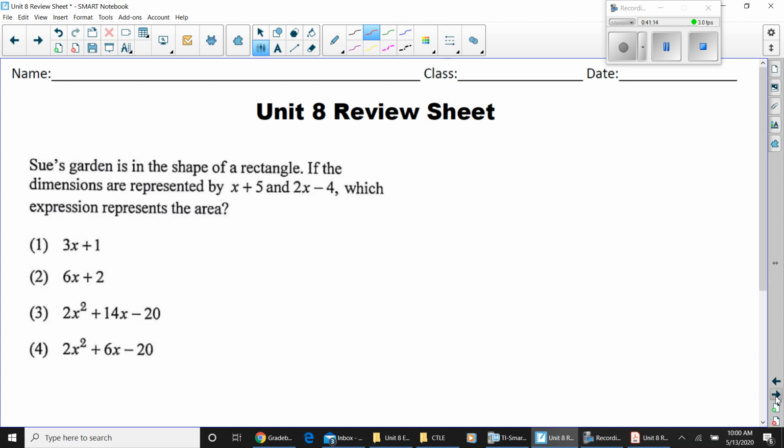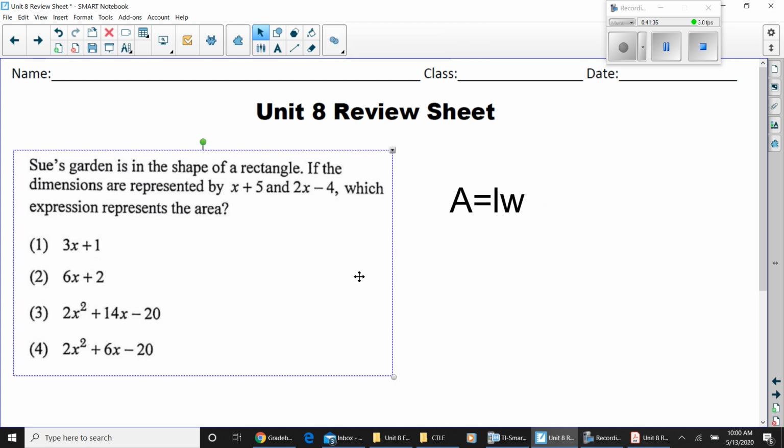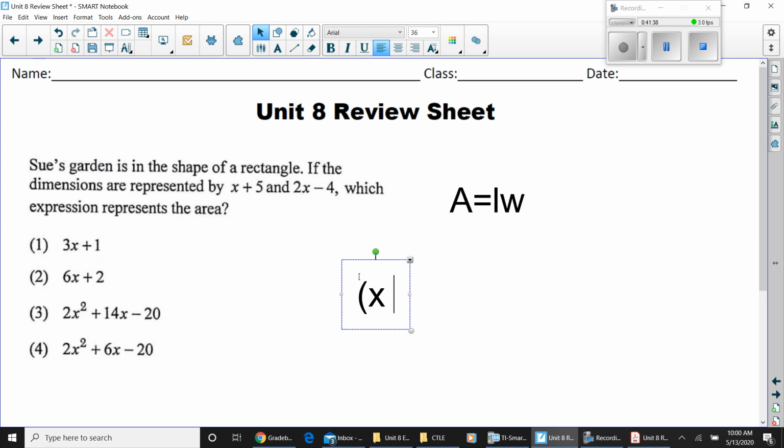Sue's garden is in the shape of a rectangle. Dimensions are x plus 5 and 2x minus 4. Basically, what you're talking about is area in this case. What is the area of a rectangle formula? If you don't know it, length times width. So what you're going to do for this problem, and most of these rectangles and volume and all that stuff, they want you to multiply.